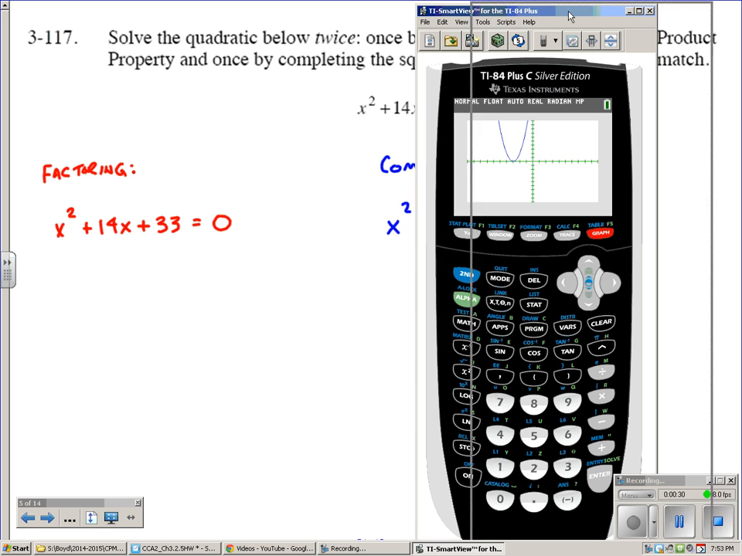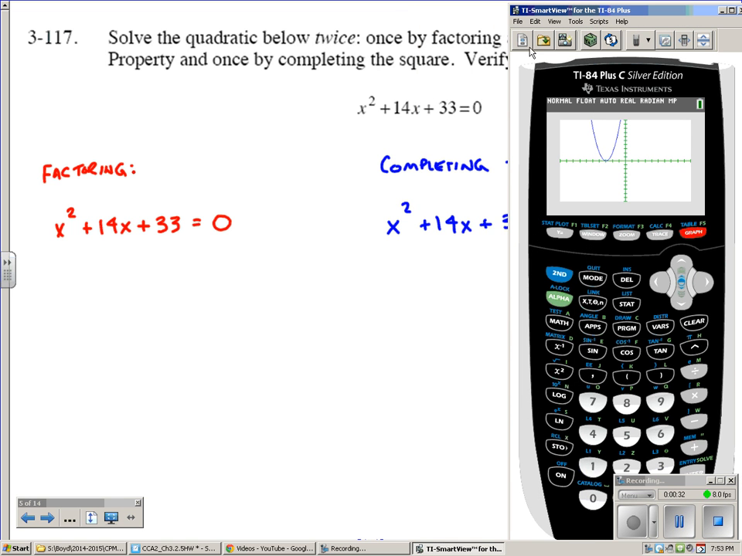If I bring up my TI-84 calculator here, I'm going to erase the last problem. Let's graph that real fast. We've got x squared plus 14x plus 33. If I graph it, let's make sure I'm in the standard zoom window here. Oh, we can't see it right now. Let's adjust our window.